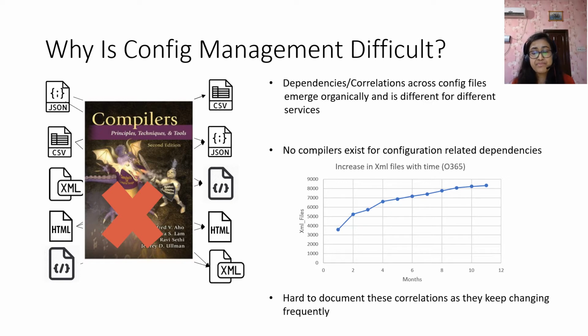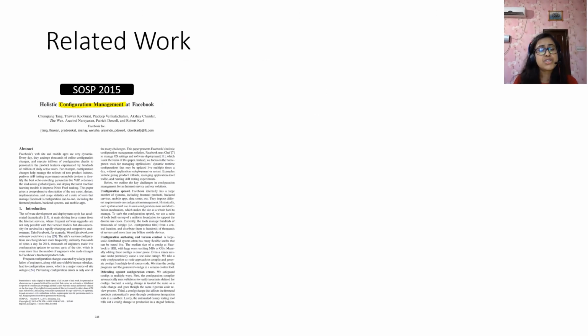We are not the first one, and there have been a lot of related work in this space. So this work at SOSP talks about holistic configuration management at Facebook, where they use config as a code approach for configuration management. But as part of this, the developers have to manually define the invariances for the configuration files, and this becomes a problem when they have to scale it to hundreds and thousands of configuration files.